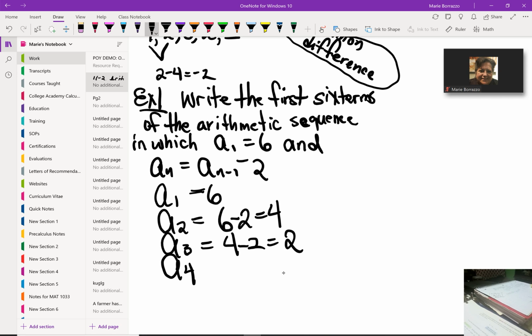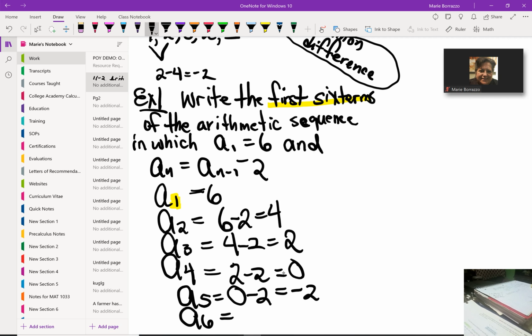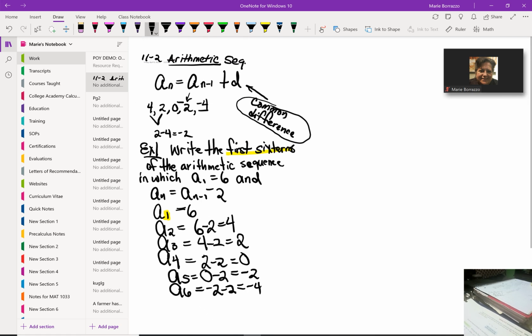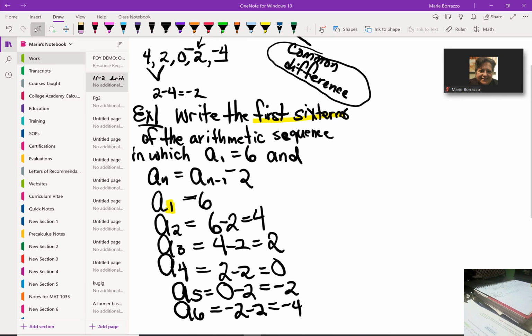A sub 4. Oh, and also remember that I stated you always start with 1 when they're asking you for the number of terms in a sequence in the question stem. So the next one should be 2 minus 2, which is going to give us 0. And then we have a sub 5, which should be 0 minus 2, leaving us with negative 2. And lastly, here's a sub 6, which is negative 2 minus 2, hence negative 4. And so this is the first example that they throw at you in this section.